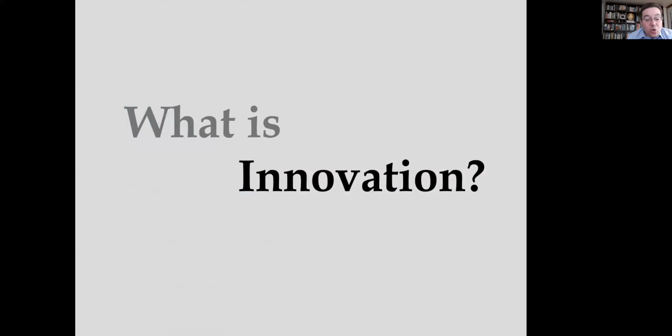So what is innovation? Innovation is the new idea or new combinations of old ideas that are implemented and made into reality in a sustainable, impactful way. That is what innovation is.